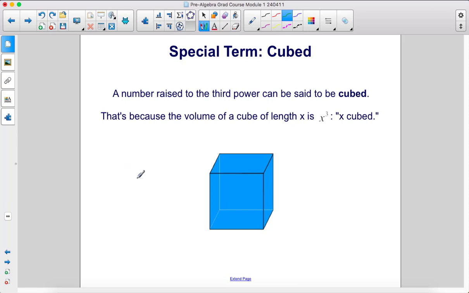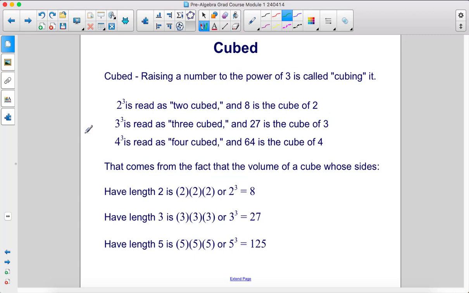A number raised to the 3rd power can be said to be cubed. That's because the volume of a cube of length x is x cubed. So x, actually I'll write it down here, x, and x. To find the volume of this cube, you multiply x times x times x. Raising a number to the power of 3 is called cubing it.